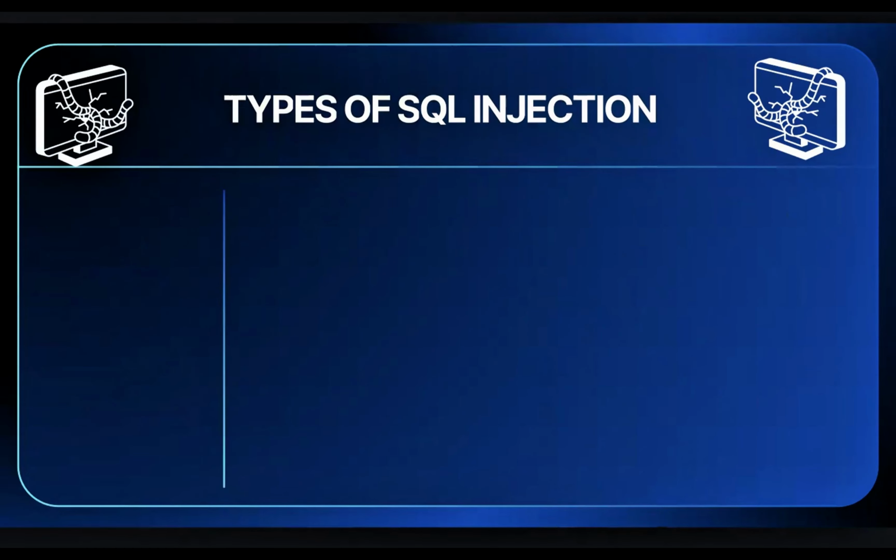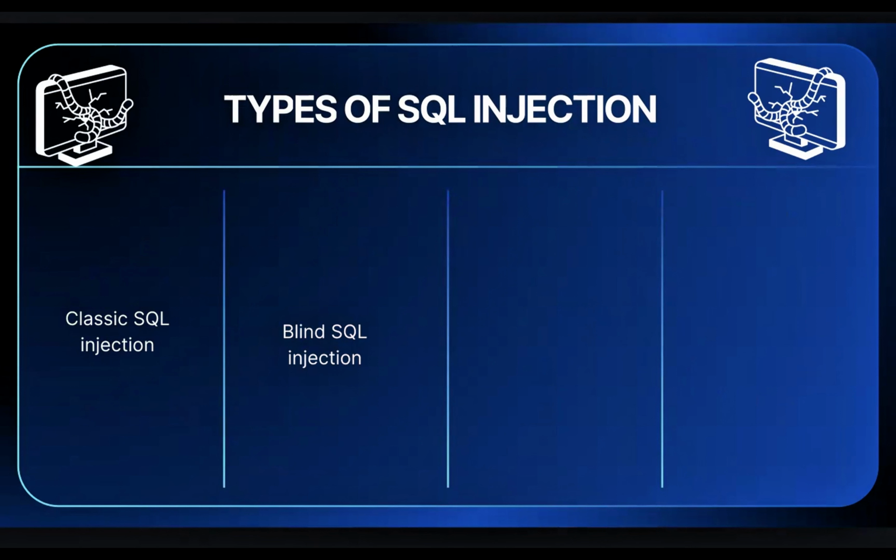What are the types of SQL injection we have? SQL injection comes in different forms. The first one is classic SQL injection, and this directly alters queries. The second one is blind SQL injection, which infers data without errors. The third one is error-based SQL injection, which uses database errors. The fourth one is time-based SQL injection, which uses delays to extract data.